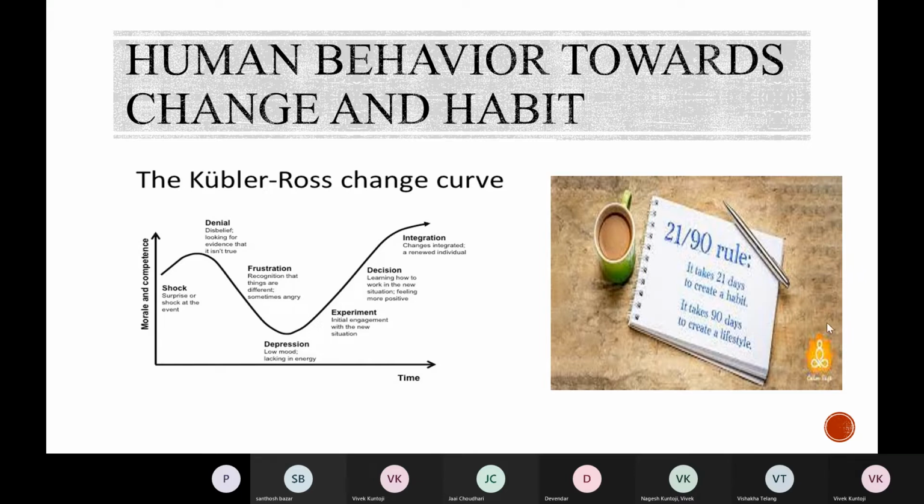There is an interesting rule called the 21 by 90 rule, which means it takes 21 days to create a habit and 90 days to create a lifestyle. So to create a habit, it takes at least 21 days. If you consistently do something for 21 days, it will become your habit. And if you do that same thing consistently for 90 days, it becomes a lifestyle. So just a tip I would like to give over here.